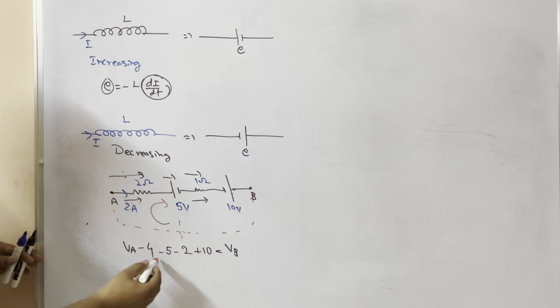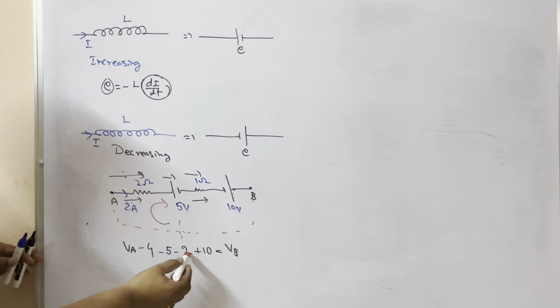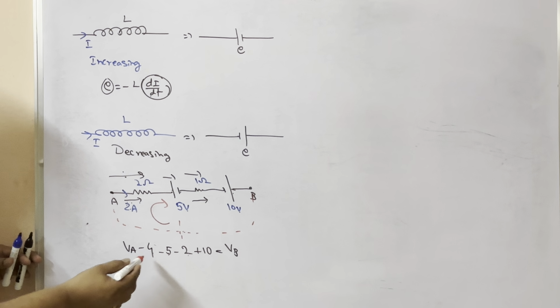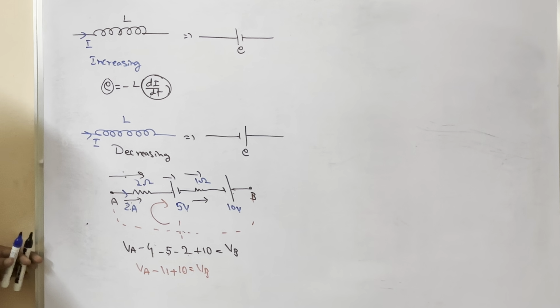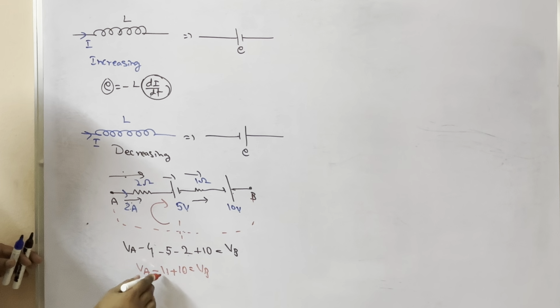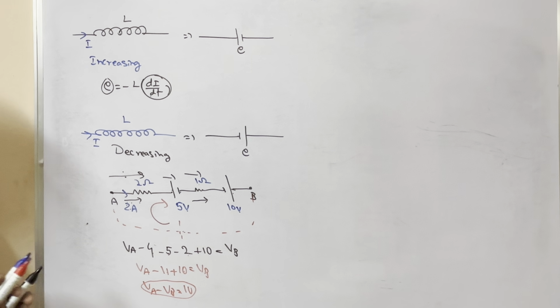Then, if we solve this, minus 4, minus 5, minus 2, that is minus 11. So VA minus 11 plus 10 equal to VB. Minus 11 plus 10 is minus 1. So VA minus VB equal to 1 volt.